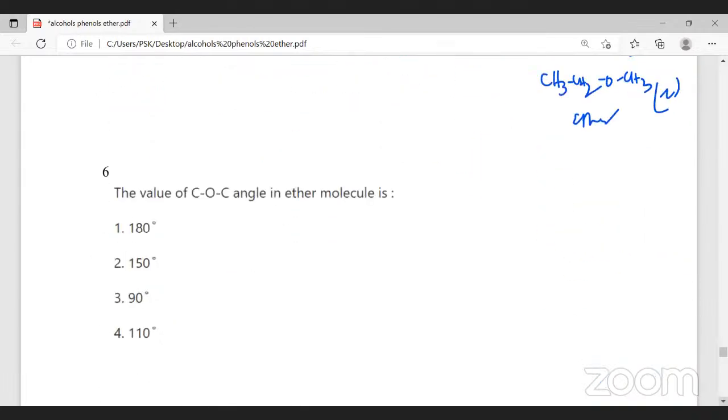The next question. The value of the carbon, oxygen, carbon angle in an ether molecule is 180, 150, 90, or 110 degrees. Please remember this, it is by memory. The C-O-C bond angle in ether is 110 degrees.